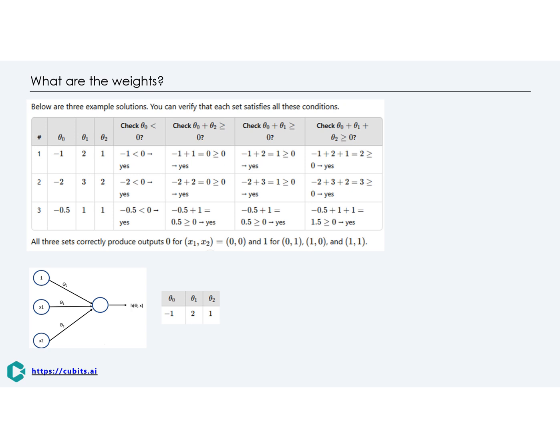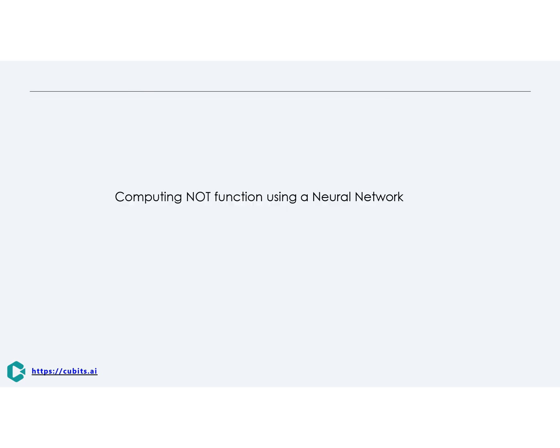So again, we use the same neural network, but by changing the weights, we can make it calculate a specific function. This is how large neural networks do their own computation. But instead of doing mathematical analysis like we did and finding the values of weights, large networks learn from data, and they can compute complex functions that we are not capable of programming. So now let's ask the question, how do we compute the NOT function or negation?